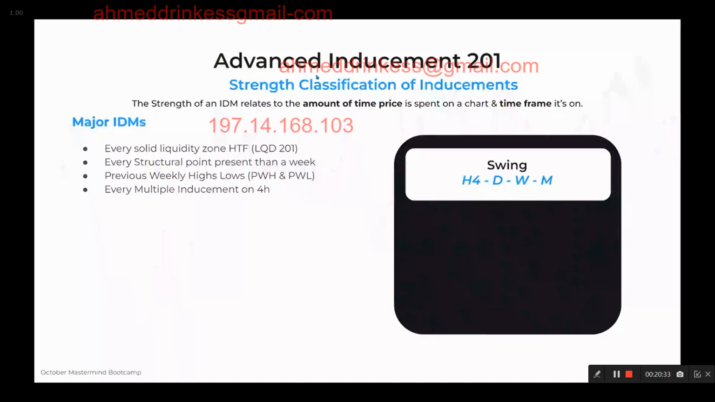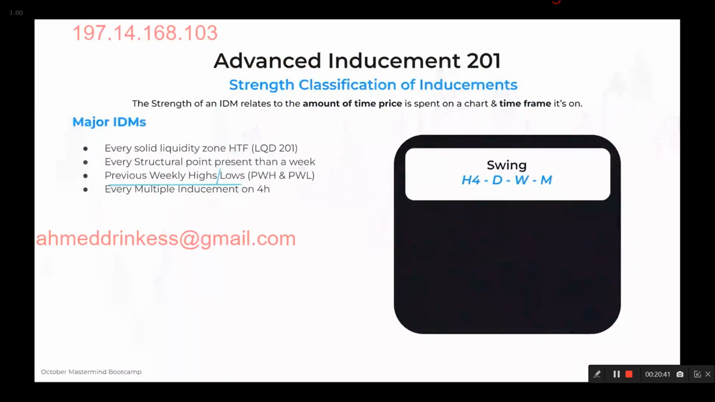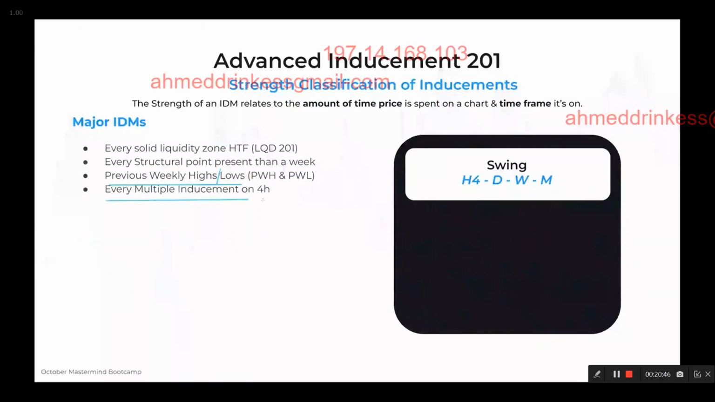This is also inclusive of previous weekly highs and lows. This is also every multiple inducement on the 4-hour time frame. These specifically are key.